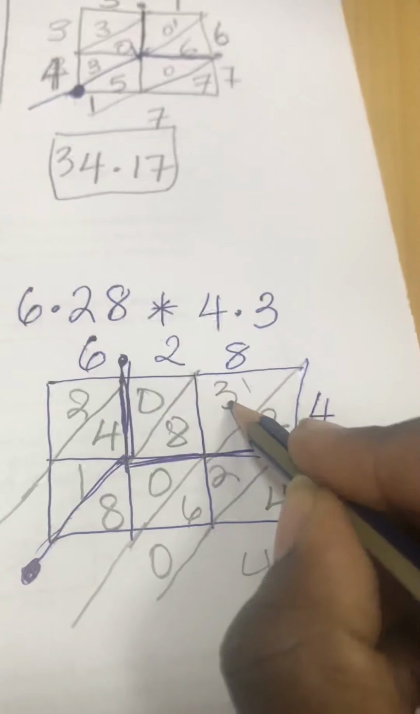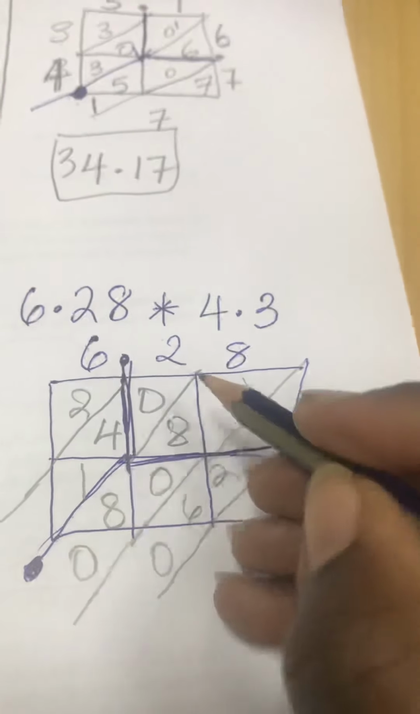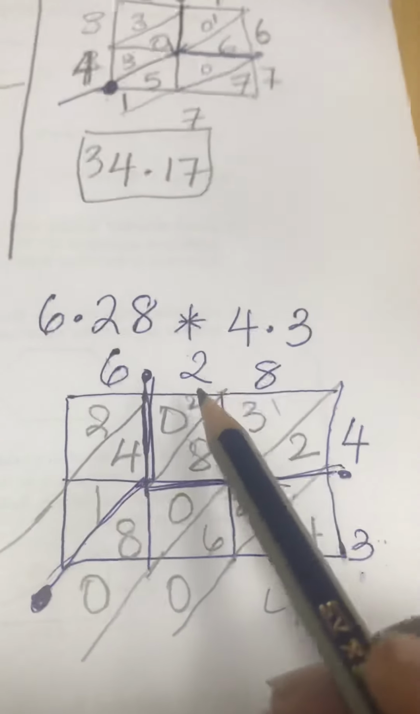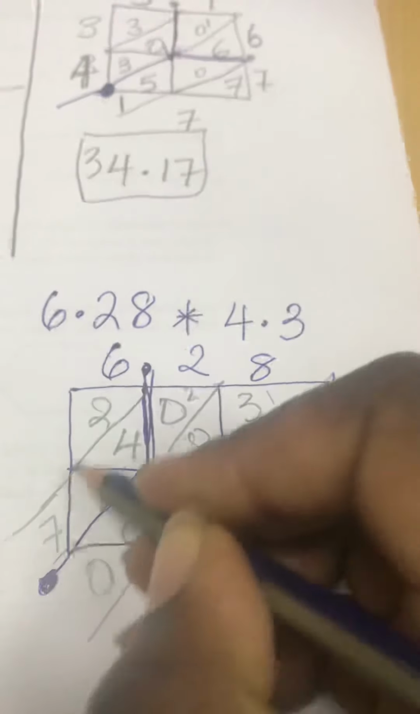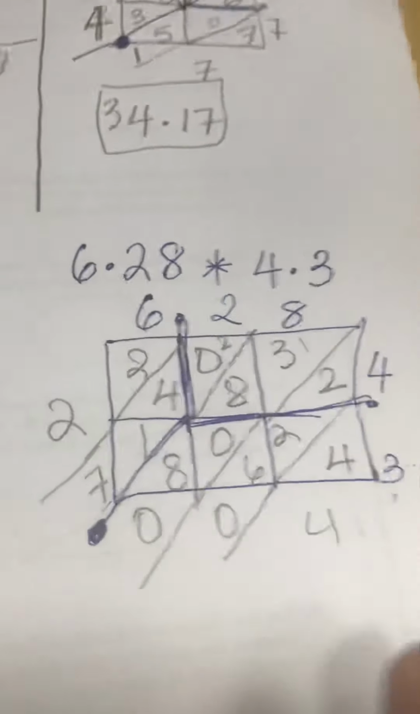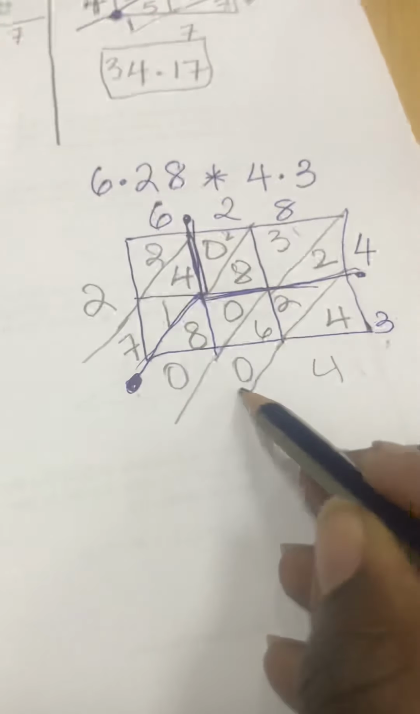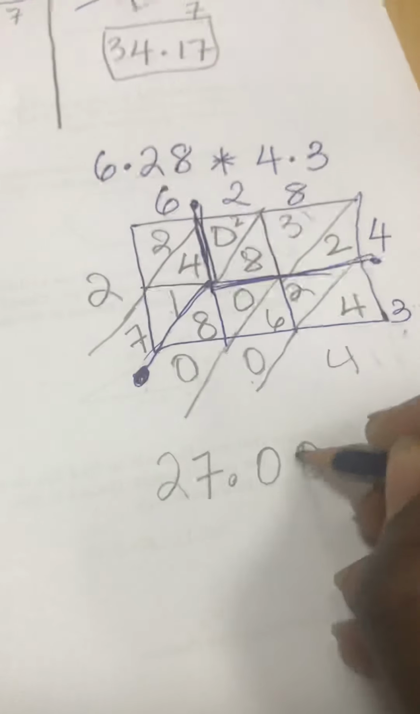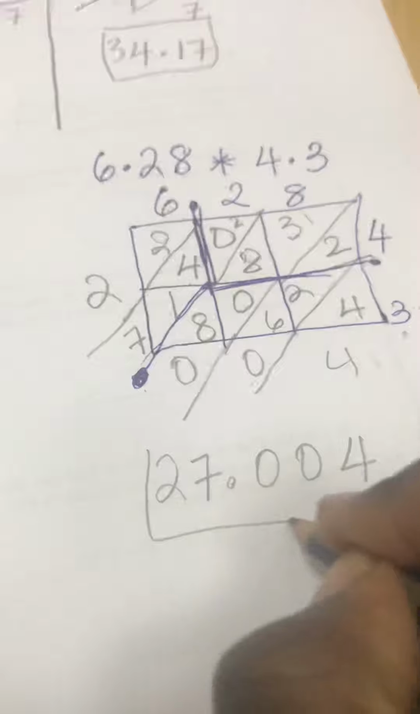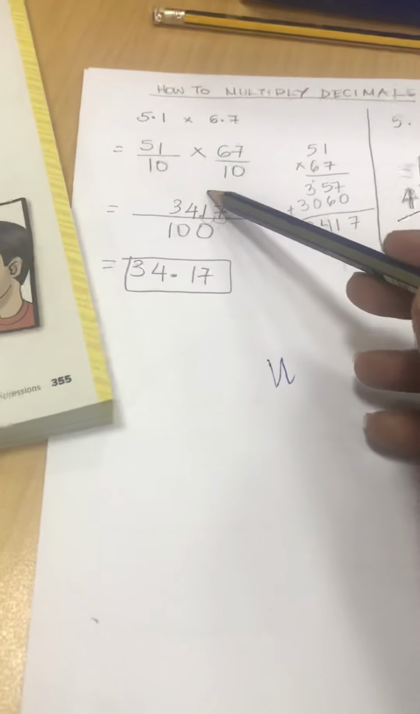1 plus 3 is 4. 4 plus 8 is 12. 12 plus 8 is 20. You write 0. You carry the 2. 2 plus 4 is 6. 6 plus 1 is 7. And then 2. And what is your answer? Your answer is 27, the decimal, and 004. So 27.004. So you choose which method you want. You can decide to do this method. You can decide to do this method.